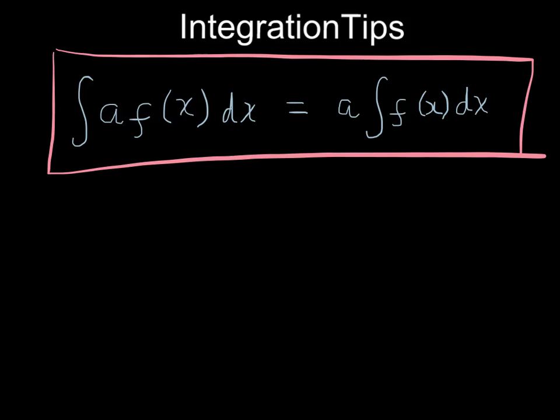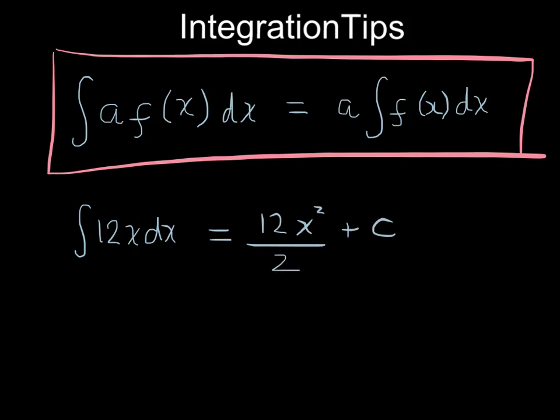Alright, so let's look at a little example. Let's say we wanted to integrate 12x dx. We can do that as we already have learned how, which would go to 12x squared over 2 plus a constant of integration. Do a little bit of cancelling: 2's into 2 go once, 2's into 12 go 6 times. So the answer is 6x squared plus our constant of integration.